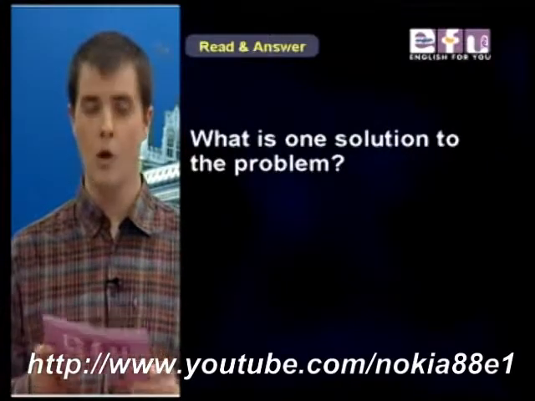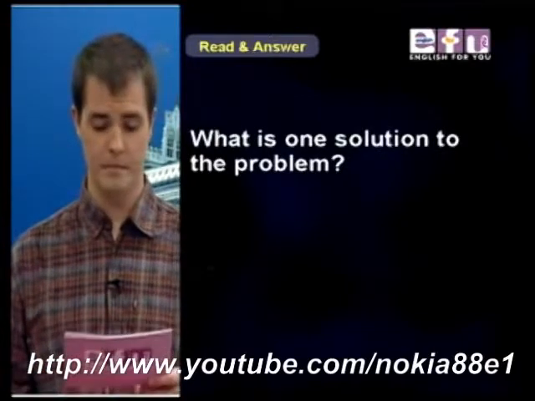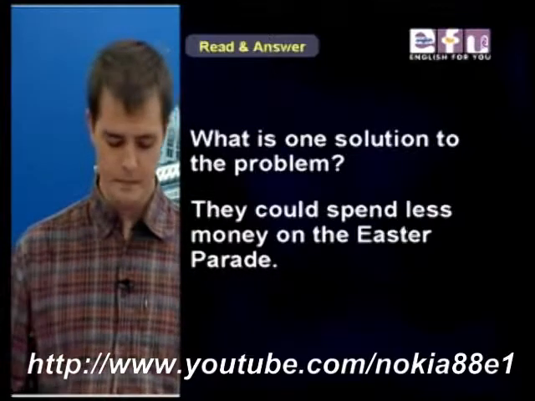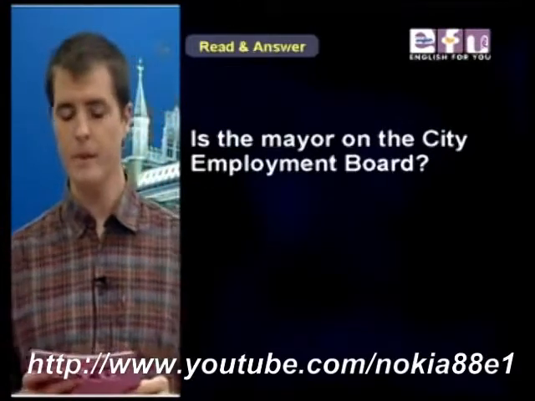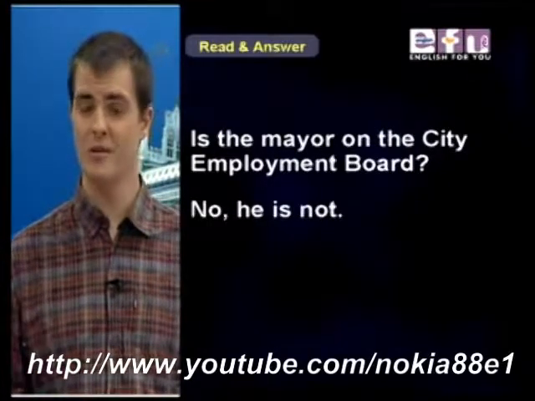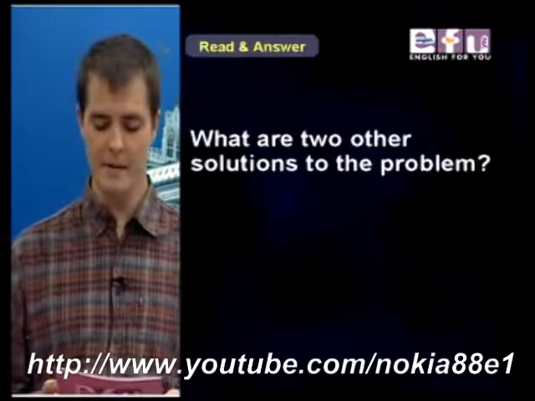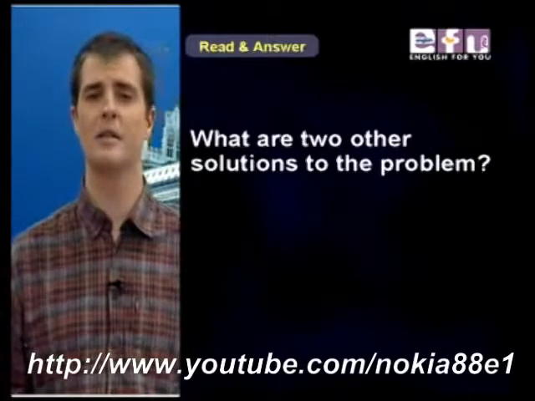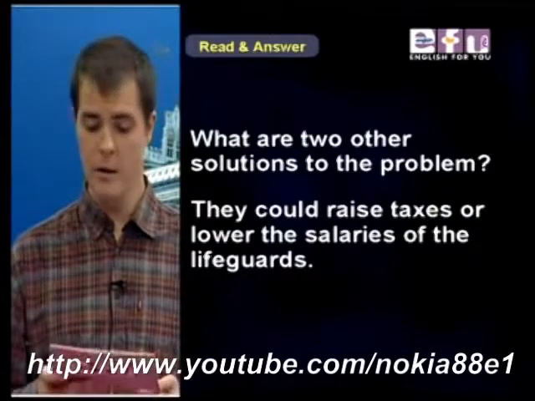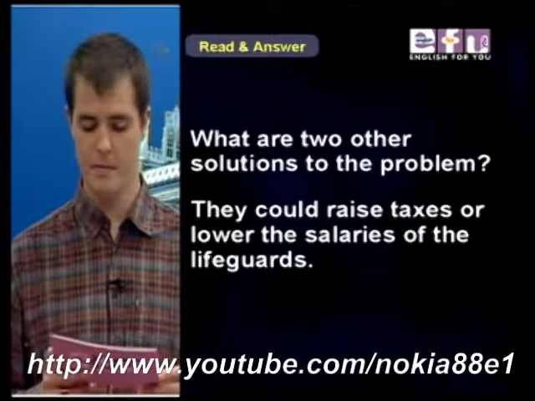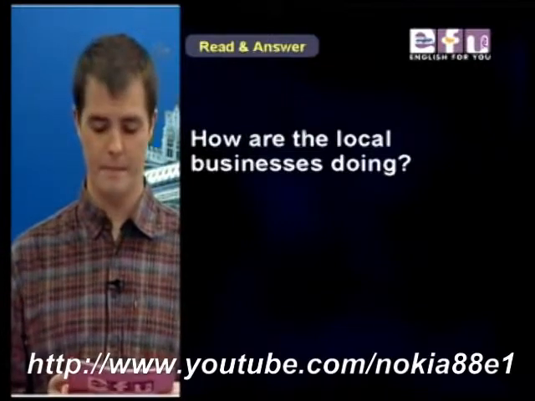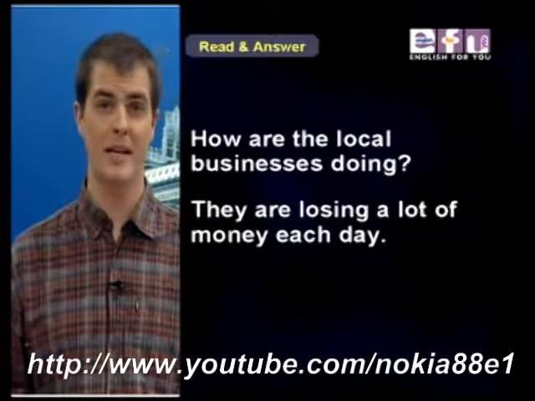Number 5. What is one solution to the problem? They could spend less money on the Easter parade. Number 6. Is the mayor on the City Employment Board? No, he is not. Number 7. What are 2 other solutions to the problem? They could raise taxes or lower the salaries of the lifeguards. Number 8. How are the local businesses doing? They are losing a lot of money each day.